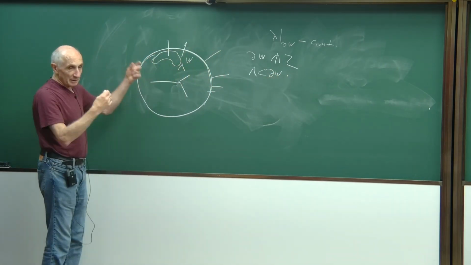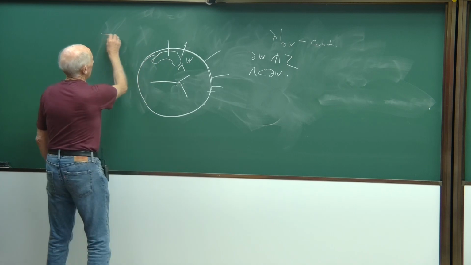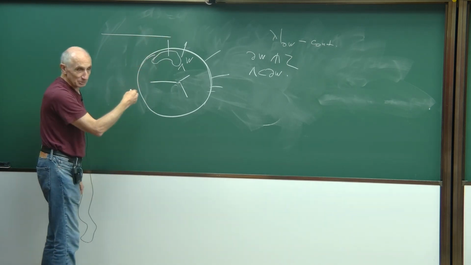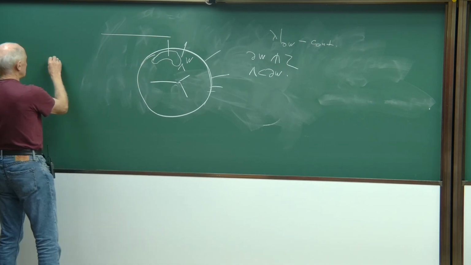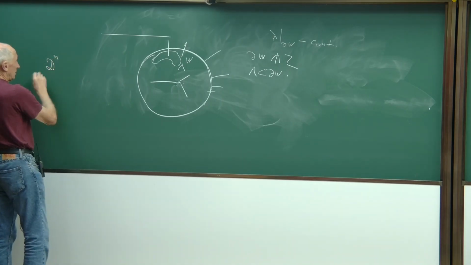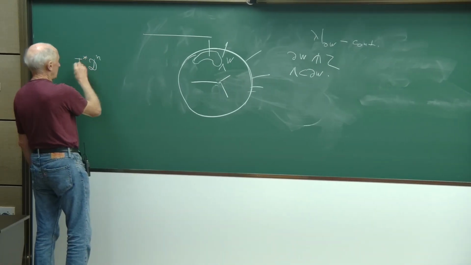Then there is a well-defined operation of Lagrangian handle attachment. That means you can take a disk and you take the cotangent bundle of this disk.